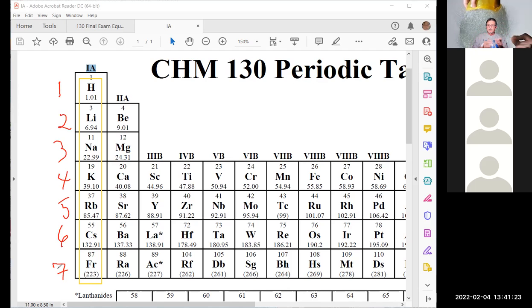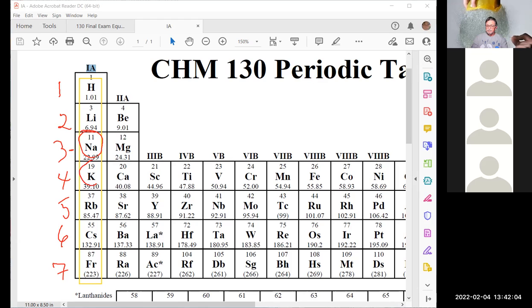7 energy levels. Everybody in that first column, 1A, has 1 electron in the outermost shell. For example, sodium is number 11. It has 11 electrons. Of those 11 electrons, one of them will be in the outermost shell. Sodium being in the third energy level, the 10 would be filled in energy levels 1 and 2, and then energy level number 3 will have 1 electron.